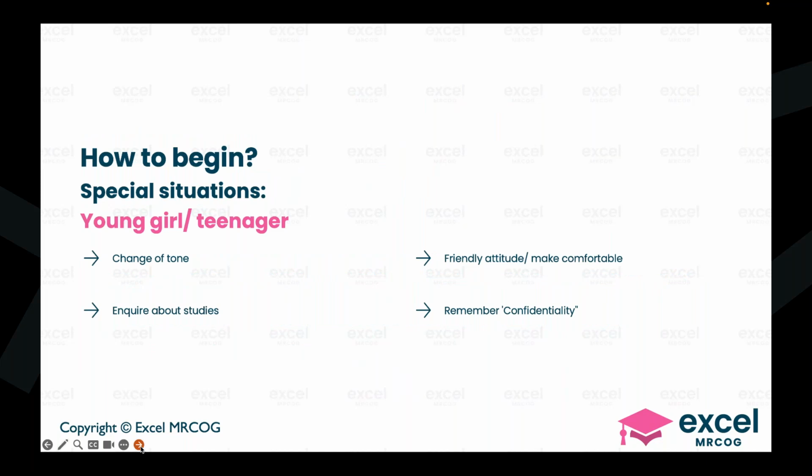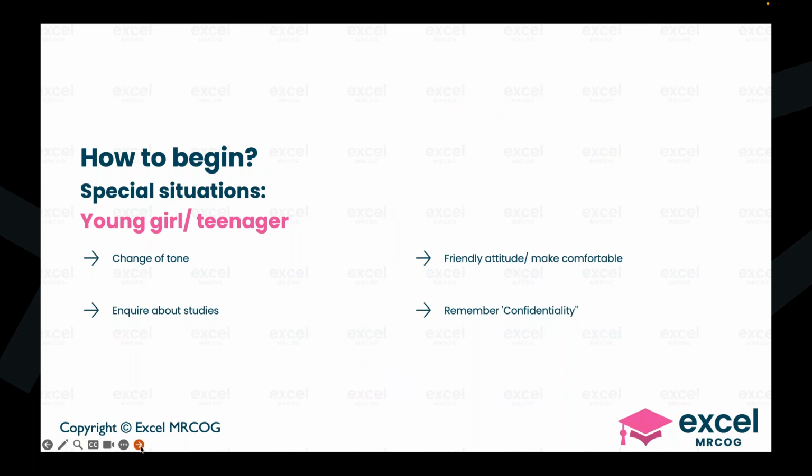Special situations. If it's a young girl or a teenager, you could change your tone. You could sound a little friendly. You say, Hi, I'm Dr. Ankita. I'm one of the doctors here who would be helping you today. Okay, something like that. And if her name is mentioned, say her name is mentioned as Anne, you can just start by saying, I believe you are Anne, isn't it? So then she says yes, and then you can proceed by saying, so what is it that you do? What brings you here today? Okay, how's school, how's studies, you know.